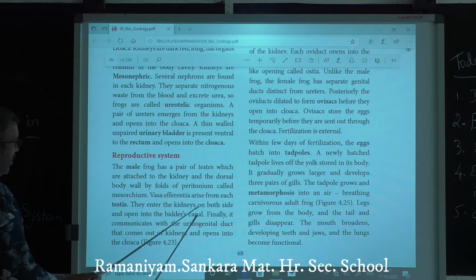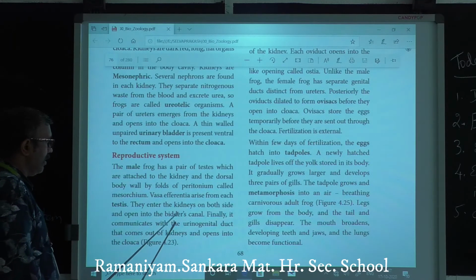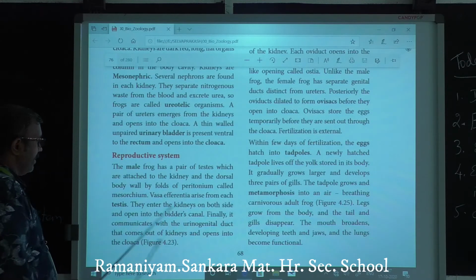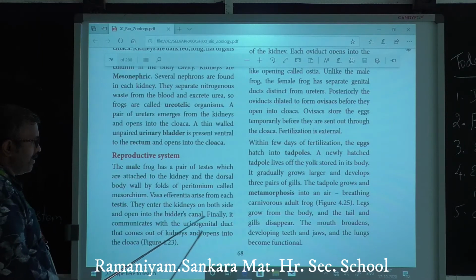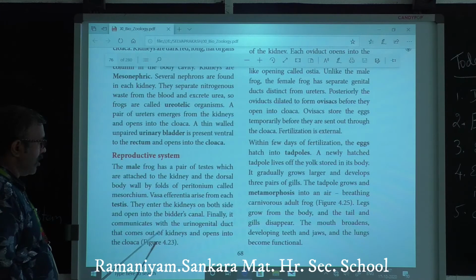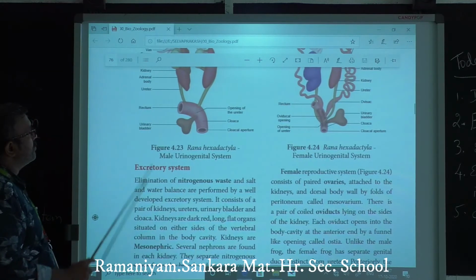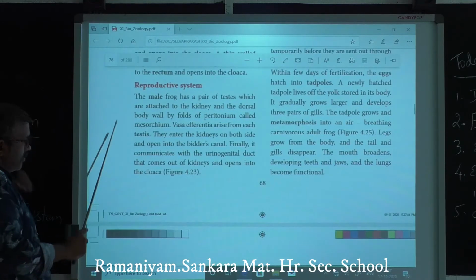They enter the kidney on both sides and open into the Bidder's canals. This is called the Bidder's canal. Finally, it communicates with the urinogenital duct that comes out of the kidney and opens into the cloaca.